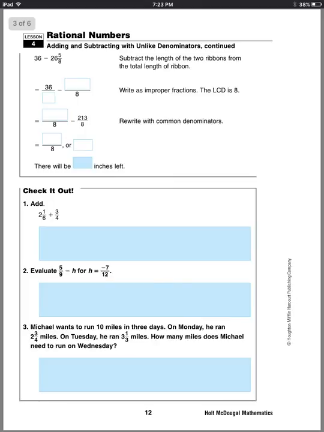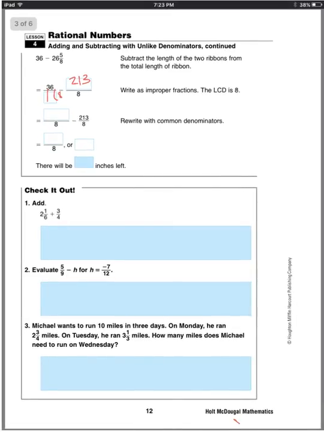We want to make 36 a fraction, so anytime we have a whole number, we put it over 1. And then we need to change the 26 5/8 into an improper fraction, which is 213 over 8, which you should have remembered from before if you wrote out the problem. Now, the least common denominator of 1 and 8 is 8. 1 goes into 8, so the larger number has to be it. So 1 times 8 is 8, so we have to multiply the 1 by 8 and the 36 by 8. 36 times 8 is 288.